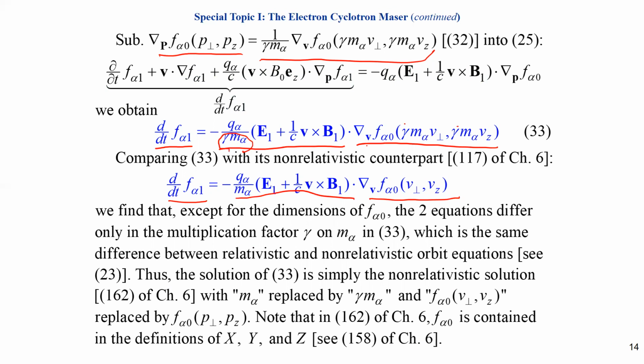We found that except for the dimension of f alpha 0, the two equations differ only in the multiplication factor gamma on m alpha in equation 33, which is the same difference between the relativistic and non-relativistic orbit equations. Thus, the solution of equation 33 is simply the non-relativistic solution, with m alpha replaced by gamma m alpha, and f alpha 0 be perpendicular here by here. Note that in equation 162 of chapter 6, f alpha 0 is contained in the dimension of SYZ.